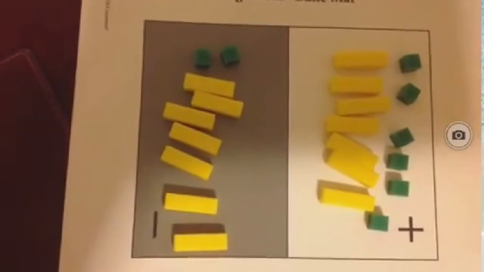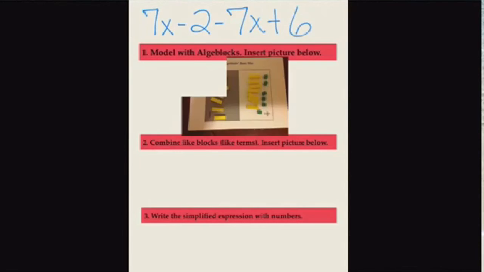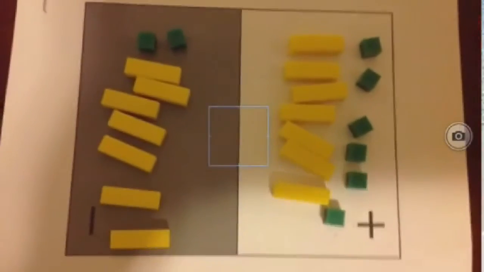Okay. Now, let's take our picture of our expression. Drop that into GoodNotes. Okay, now let's go back and see what like terms or like blocks we can combine. Well, I definitely see a lot of zero pairs we could make. Let's start with our x's just to get them out of the way. Remember, one positive x and one negative x makes 0.